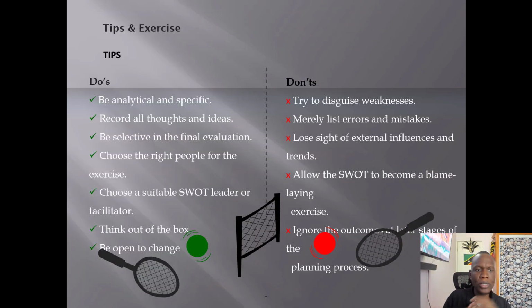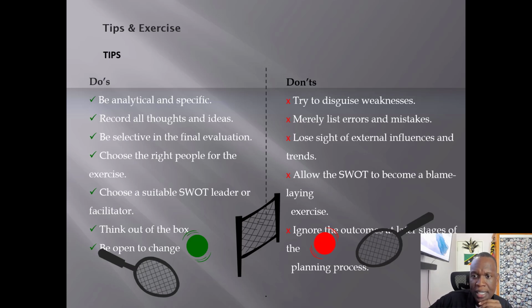All right. So do's and don'ts. Do's: be analytical and specific. Record all thoughts and ideas. Be selective in the final evaluation. Choose the right people for the exercise. Choose a suitable SWOT leader or facilitator. Think outside the box. Be open to change. Like I said, be honest. Be straight in what you are looking at. It doesn't serve you well to try to sugarcoat and not be honest with what's happening, because if you bury your head in the sand, it's going to be bad for your organization.